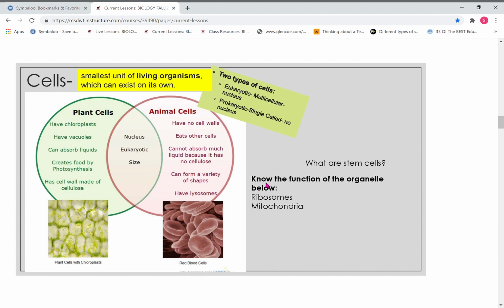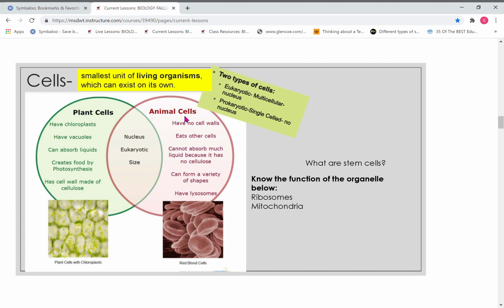You will need to know the organelles ribosomes and mitochondria. Remember that ribosomes make proteins. Mitochondria is the powerhouse of the cell. It's also where respiration takes place. We're going to talk about stem cells here in just a second.